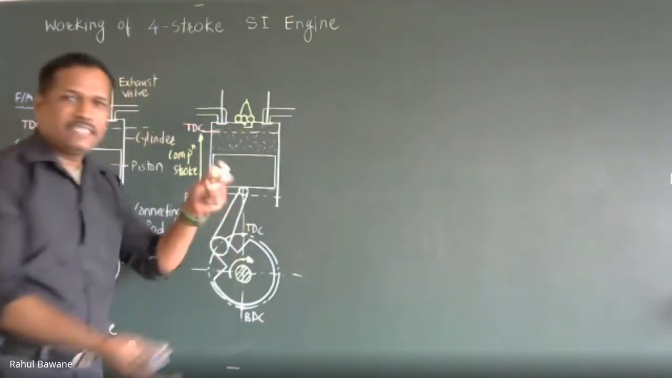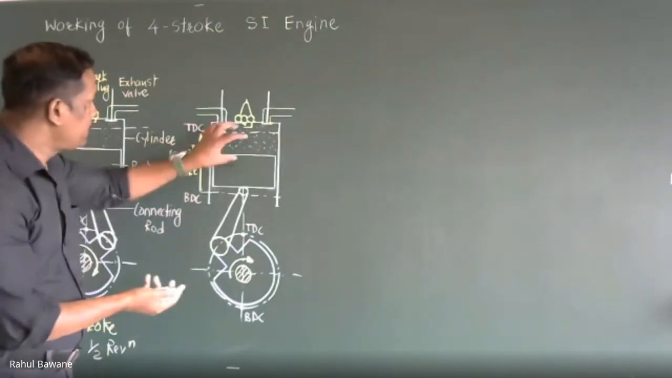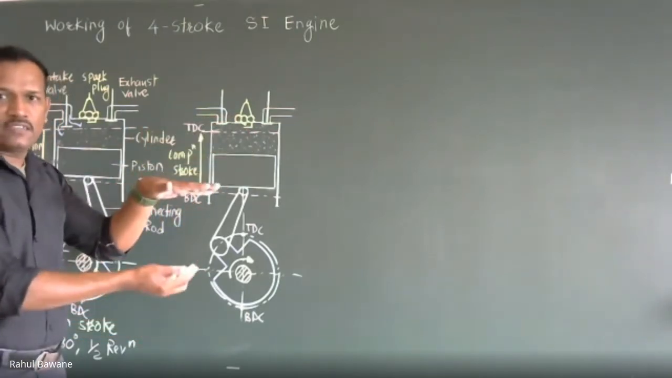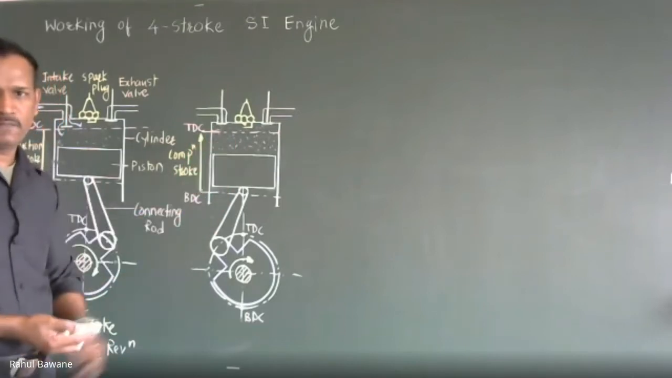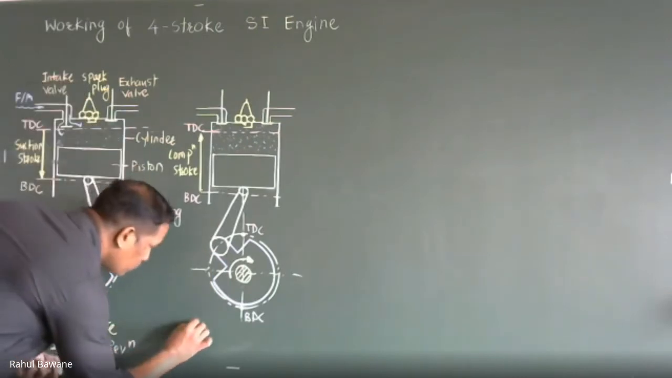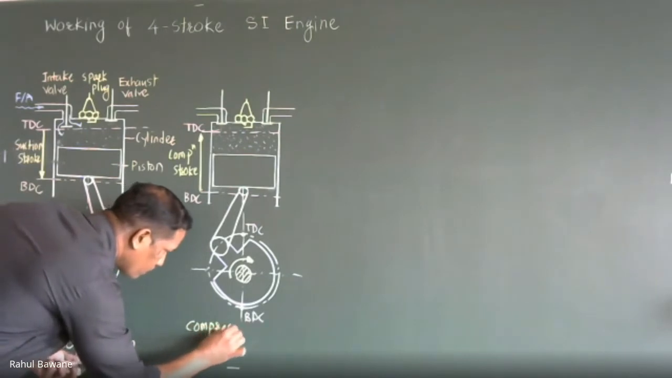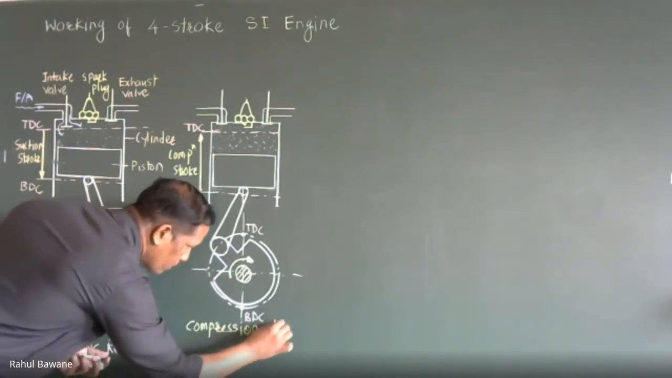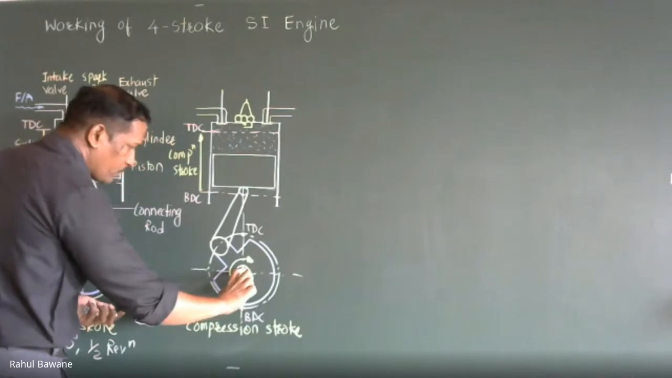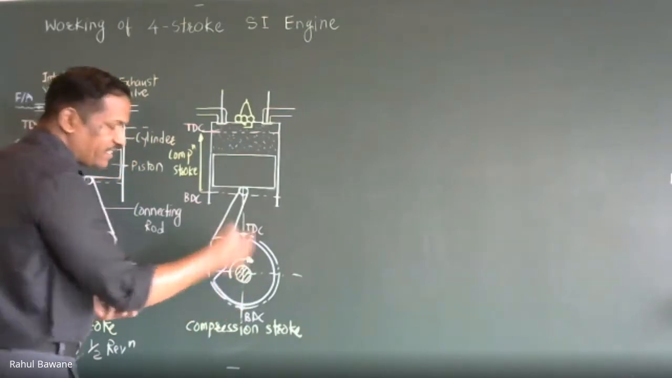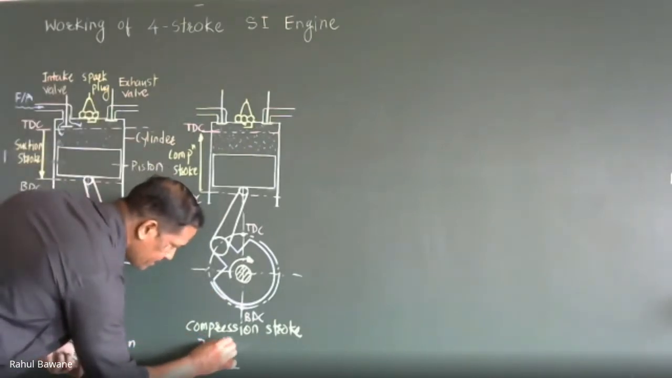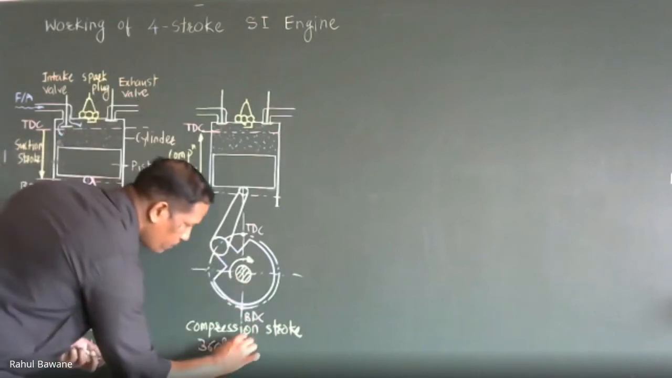Show these dots a little bit dense, the density should be more as compared to your suction stroke. So it is showing that the mixture gets compressed, so it is dense. Now during this compression stroke, what happened? Your crank moved through another 180 degrees. That is, your crank rotated through 360 degrees. Complete 360 degrees. And during this, your crank completes one revolution.